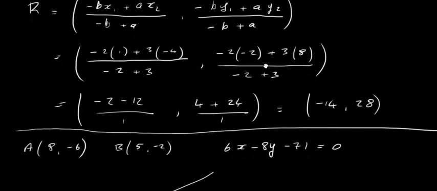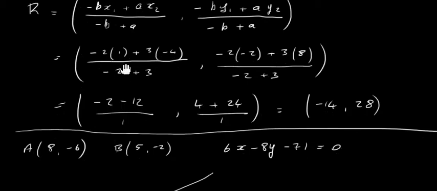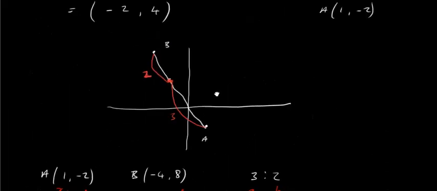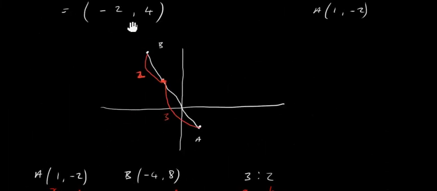Just multiply all that out, so you end up with minus 2 minus 12 over 1, and 4 plus 24 over 1, which simplifies down to minus 14, 28. So minus 14, 28, if we look at our diagram here, it's going to be somewhere way up here. So in other words, minus 14, 28 will be dividing the line segment AB externally in the ratio 3 to 2.